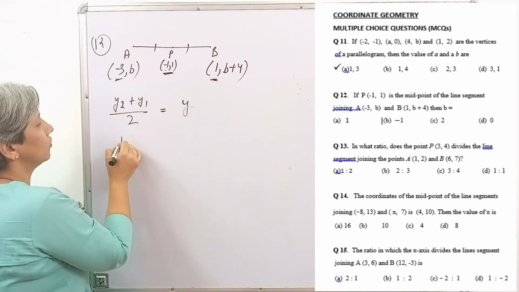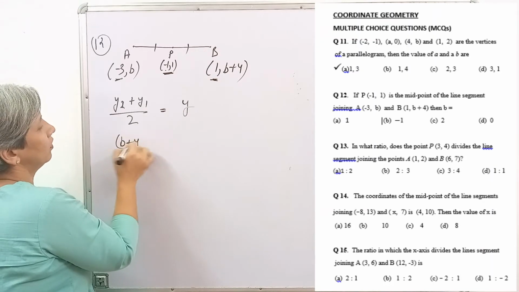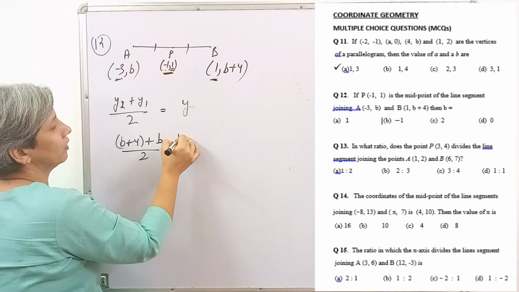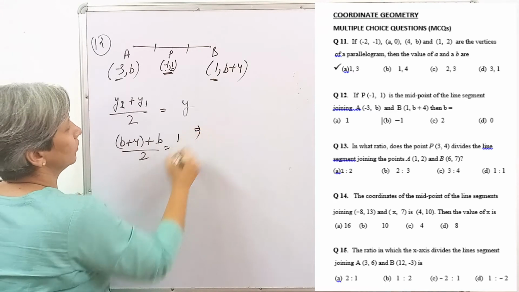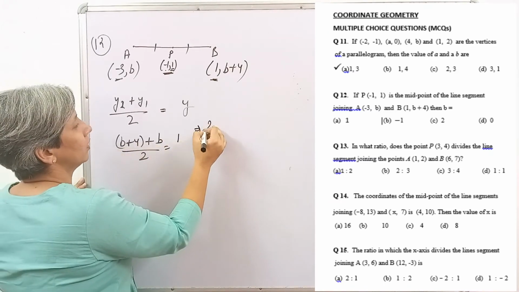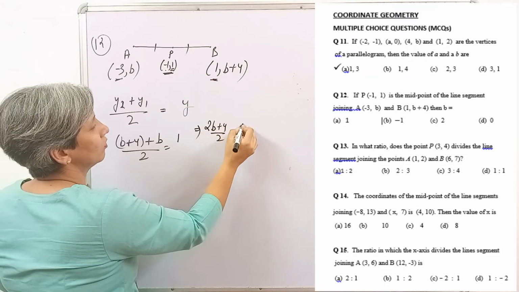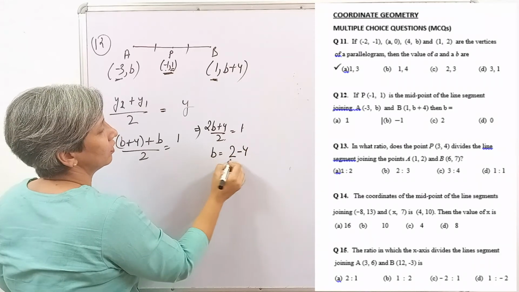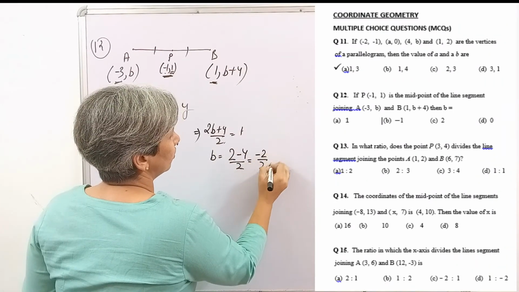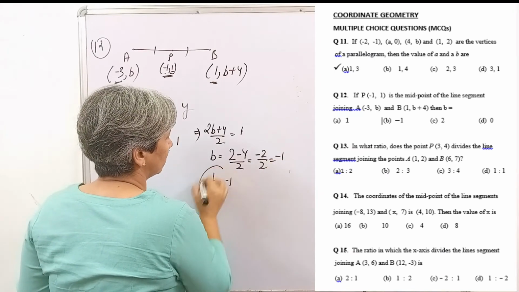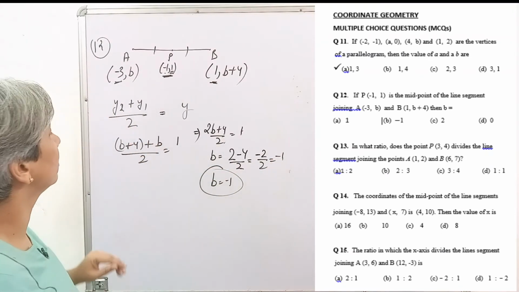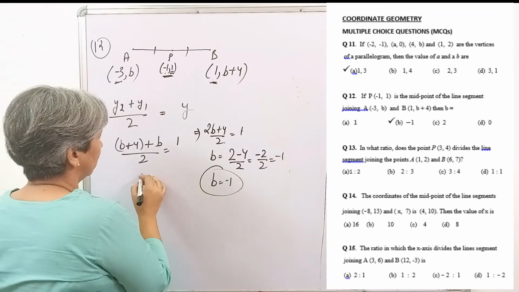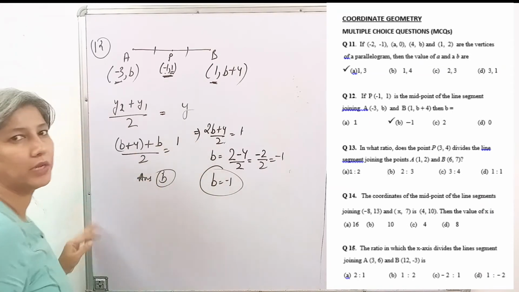So we will use the midpoint formula of y1 and y2, whichever, plus में फ़र्क नहीं पड़ता है, upon 2 is y, right? So y2 is b plus 4 plus y1 is b, upon 2 is equal to y, which is 1, right? So from here we'll find, इसको open कर लेंगे, (2b plus 4) upon 2 is equal to 1, which will give me, ये ऊपर आ जाएगा, 2 minus 4 upon 2 will give me minus 2 upon 2, which is minus 1. So b is minus 1, right? The correct answer for 12 is option B, right?